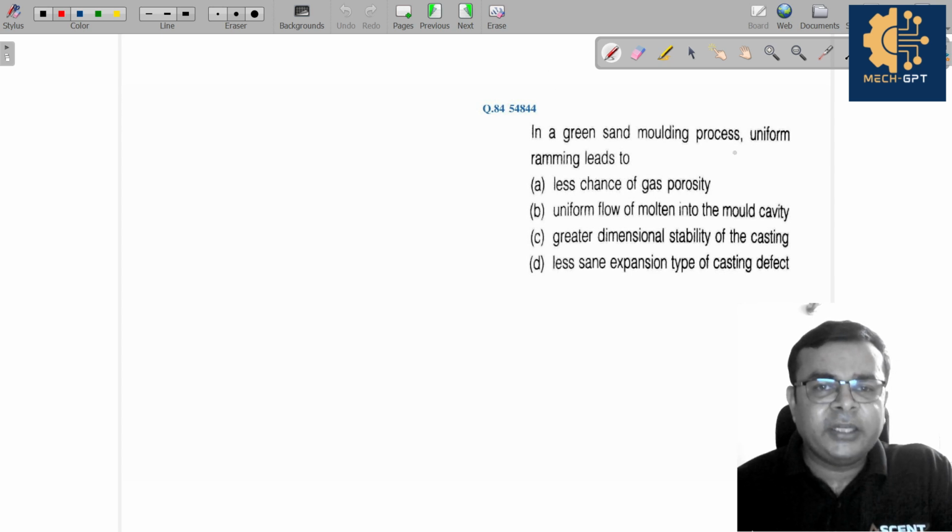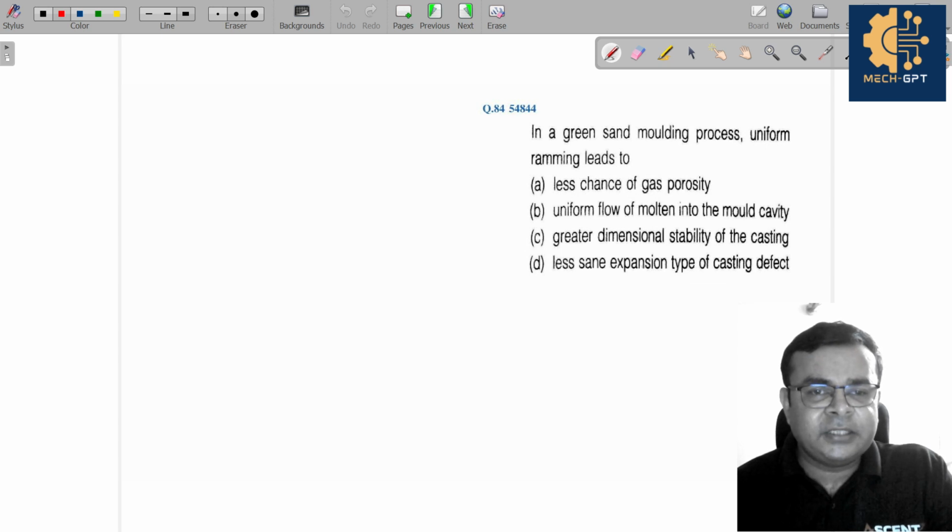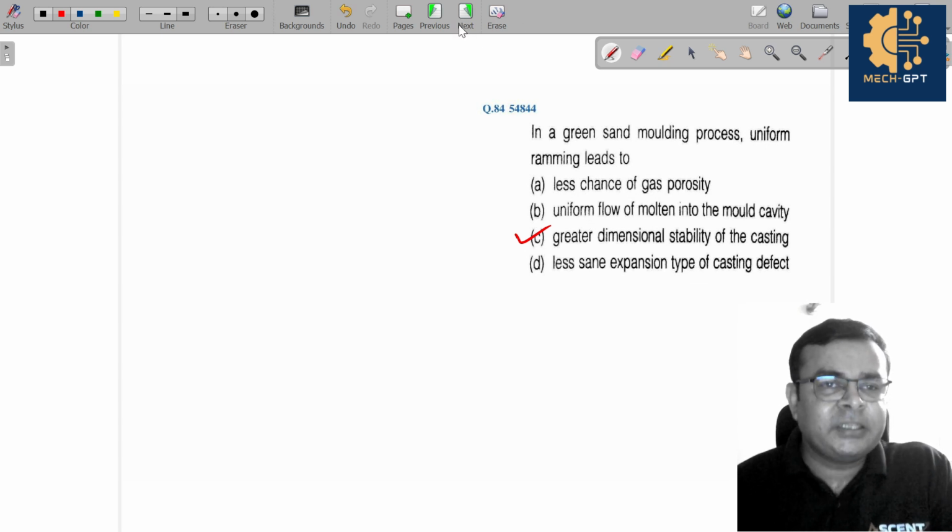In a green sand molding process, uniform ramming leads to less chance of gas porosity, uniform flow of molten metal into the mold cavity, and greater dimensional stability of the casting. When you ram properly, obviously you get better hardness and permeability, and better dimensional stability.